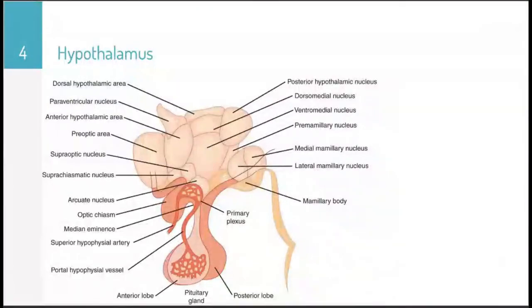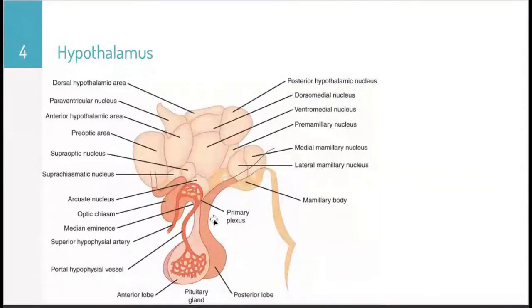Okay, so the hypothalamus is only a small region of the brain. It's located at the base of the brain, very close to the pituitary gland. As you can see here, there's literally just this little stalk connecting the hypothalamus, which is all of this, to the pituitary gland, which is this structure here.